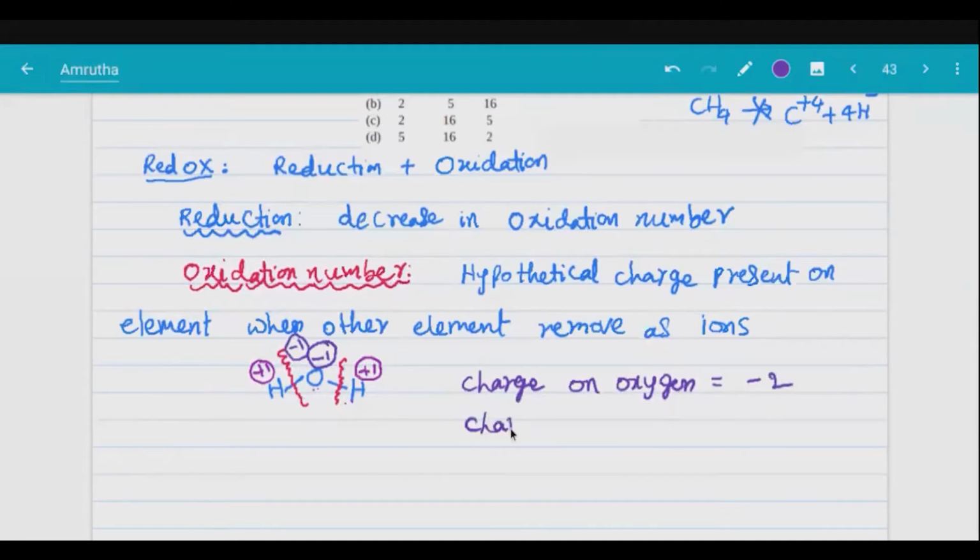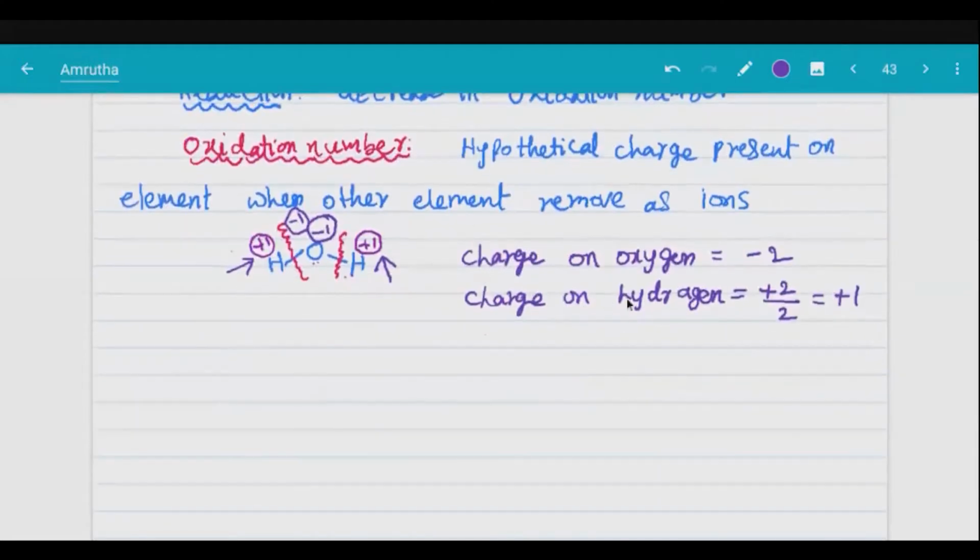What is the charge on hydrogen? Sir, we have two hydrogens, which hydrogen are you asking about? I'm asking about overall hydrogen. Total charge is plus 2, plus 1 on each hydrogen, and there are two hydrogens, so plus 2 by 2, the average charge, is plus 1. So oxidation number is basically hypothetical charge. Hydrogen is plus 1, oxygen is minus 2.